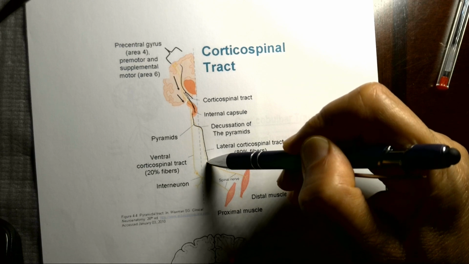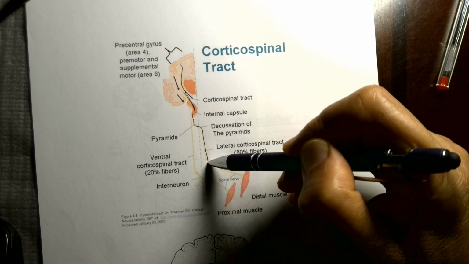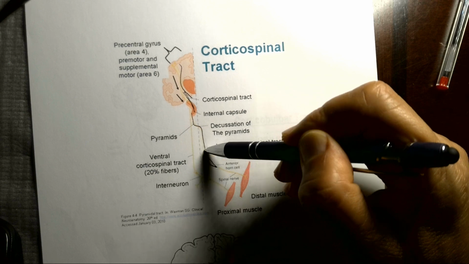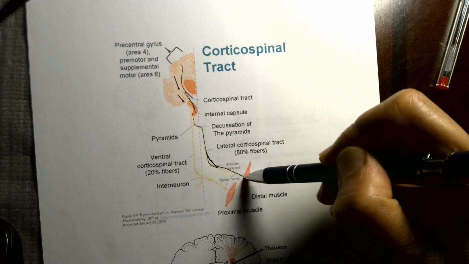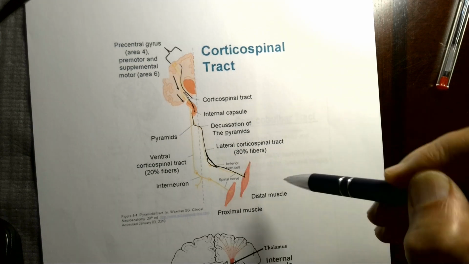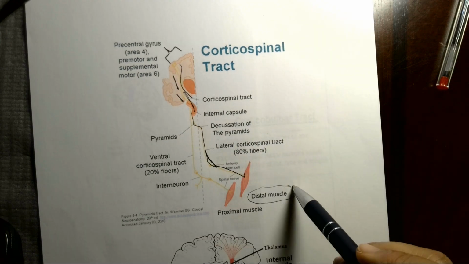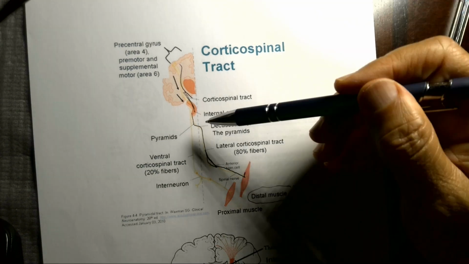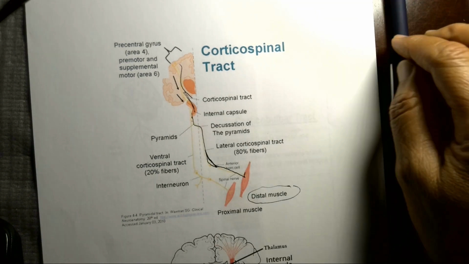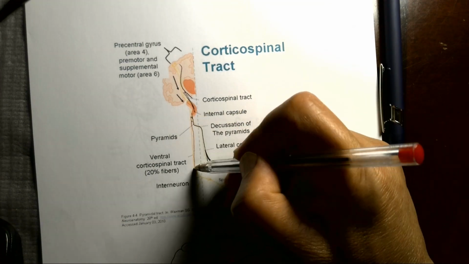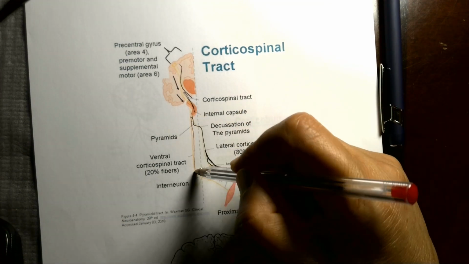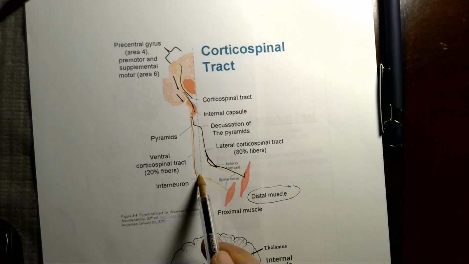When it crosses to the opposite side, this is the lateral corticospinal tract, which descends in the lateral column and, as you see, goes mostly to the distal muscles. However, 20% of the fibers descend on the same side without crossing, and then they recross in the spinal cord.